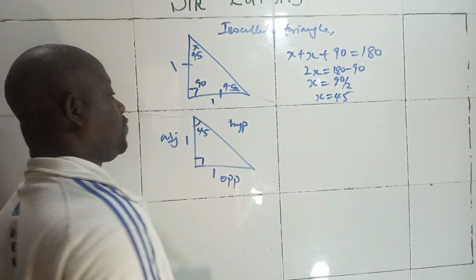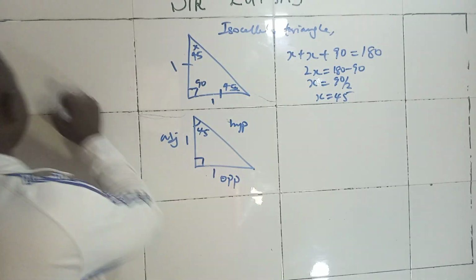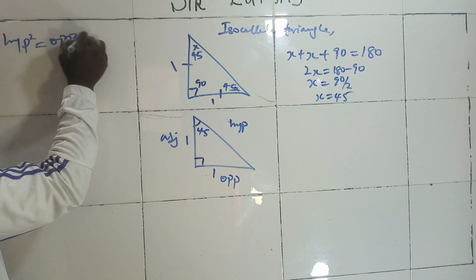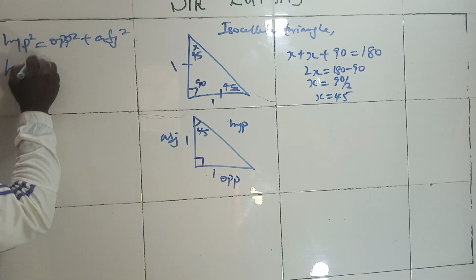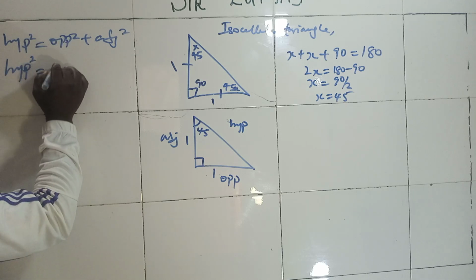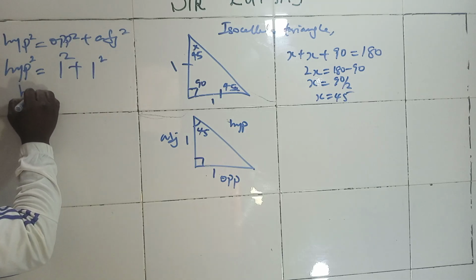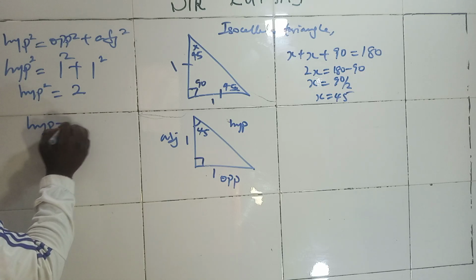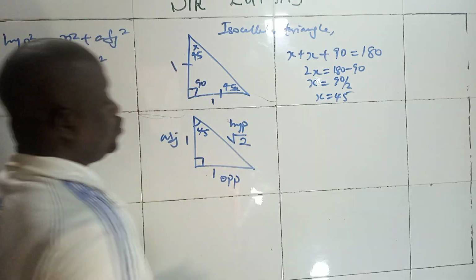If this one is 1 and this one is 1, how do we determine the hypotenuse? From Pythagoras theorem, hypotenuse squared is equal to opposite squared plus adjacent squared. Hypotenuse squared is equal to 1 squared plus 1 squared. So hypotenuse squared is equal to 2, and the hypotenuse is equal to square root of 2. So this side is root 2.